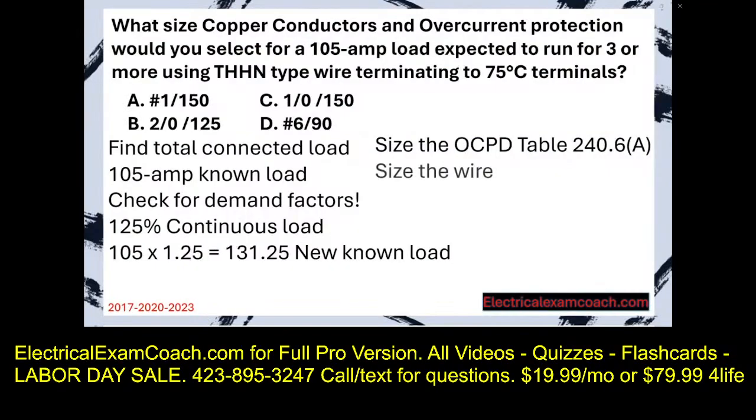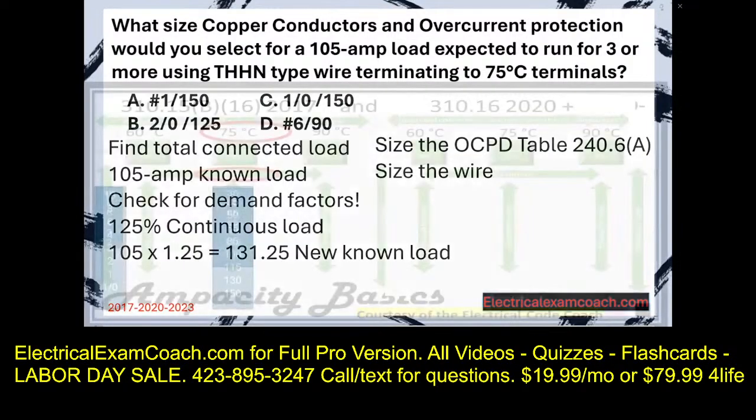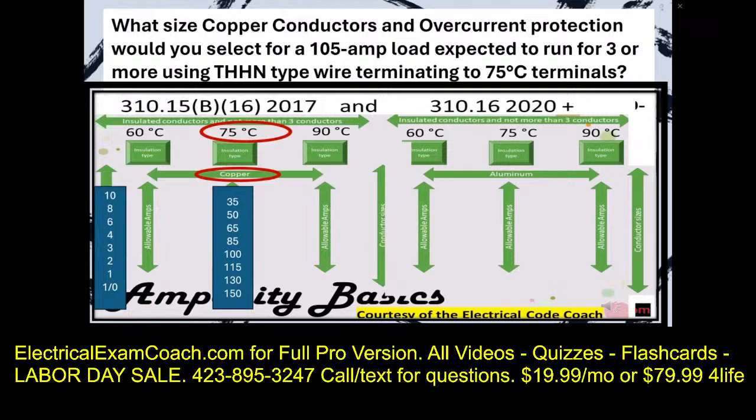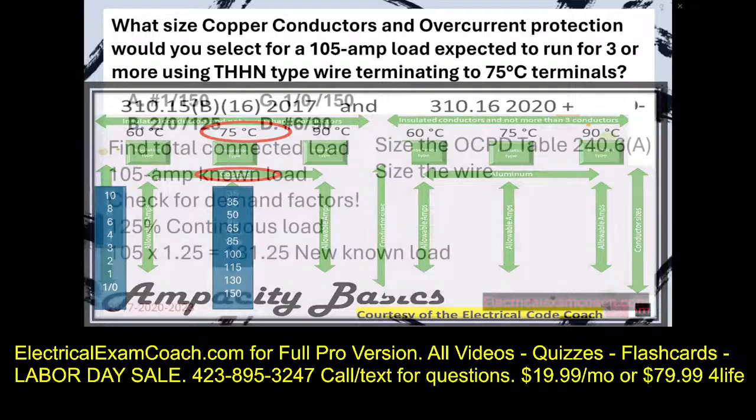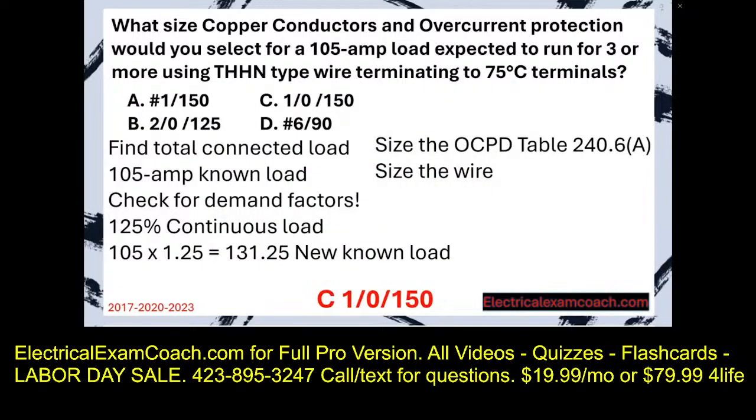Now we can come back and size the wire. We head to our ampacity table. We're on the copper side, 75 degree C column. We're going to go down and find a wire that covers the known load. And we're good to go. We're going to select a 1/0 on 150. Let's get to it.